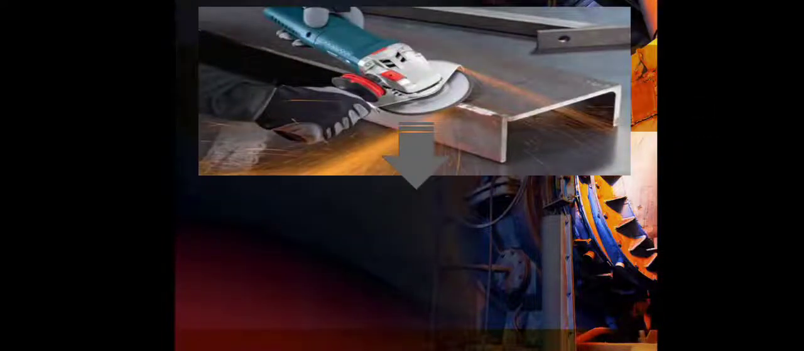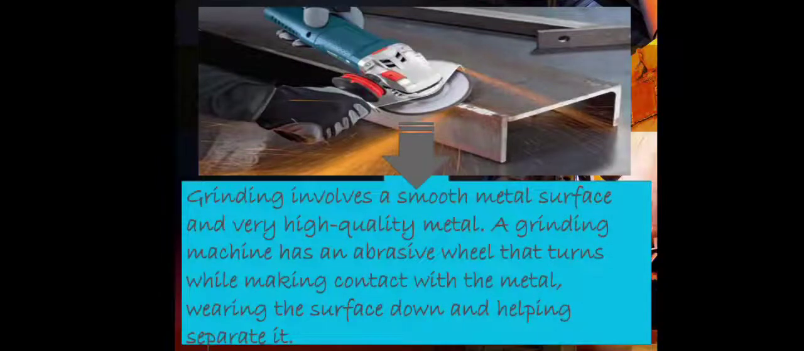So next is grinding. I know that you are very familiar with this because many of you have seen people grinding. Grinding involves a smooth metal surface and very high quality. A grinding machine has an abrasive wheel that turns while making contact with the metal, wearing the surface down and helping separate it. So grinding is basically applied when you want to smoothen the surface of your metal.